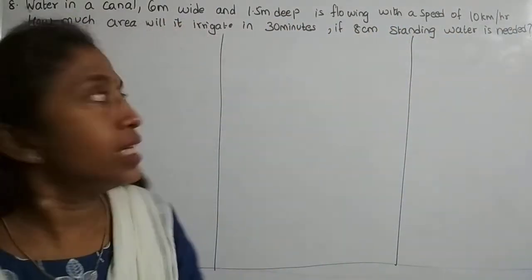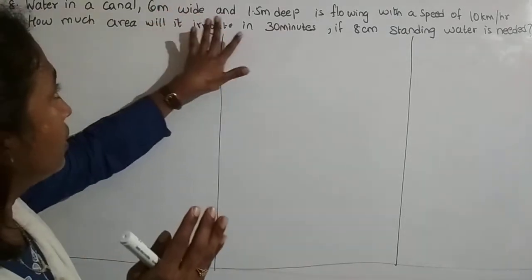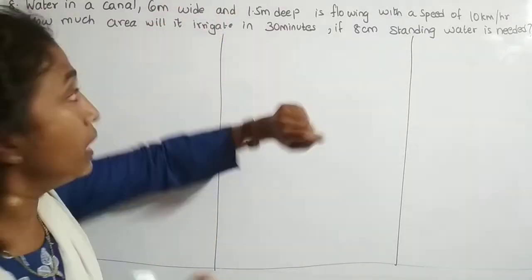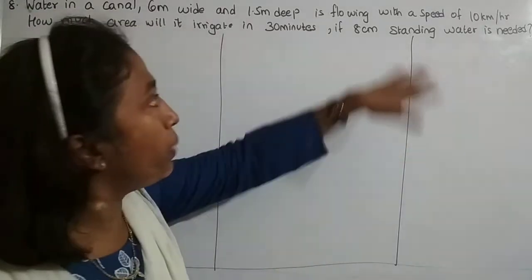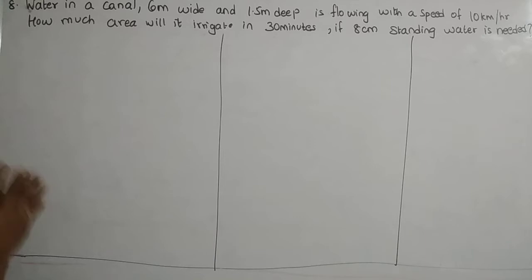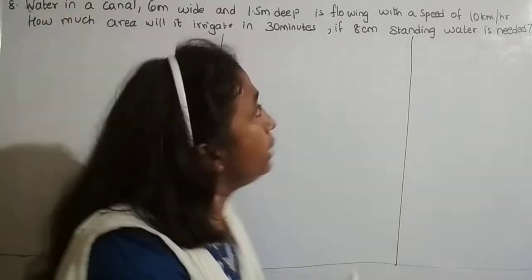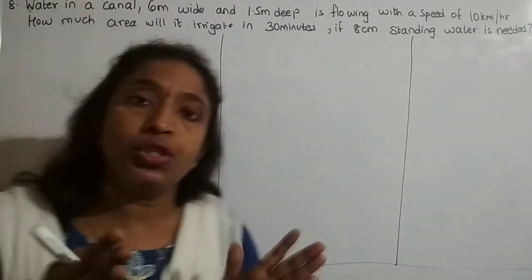Now here they are saying that water from a canal, and breadth is given. Wide means usually we take it as B, and depth, that is height, is given. It is flowing at a speed of 10 km per hour. They are asking how much area will it irrigate in 30 minutes if 8 centimeter standing water is taken. First you have to understand what is the shape of a canal.